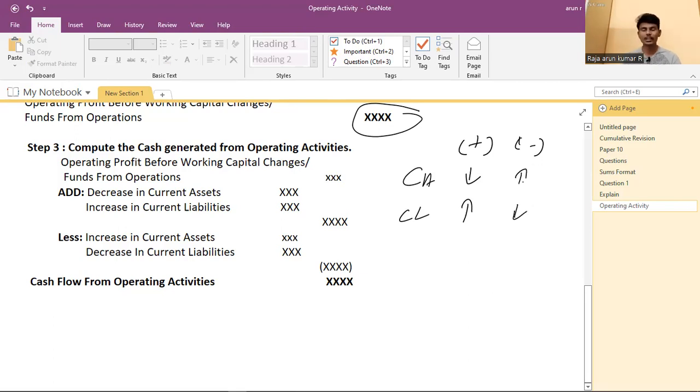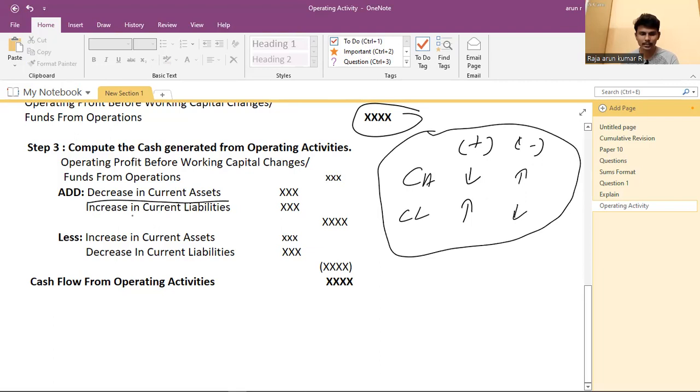Sorry, we less it. Okay, this is the chart. You just follow the chart, or else you can read it. As I have given: decrease in current asset, we add it. Increase in current liability, we add it. Increase in current asset, we less it. Decrease in current liability, we less it. The difference of both gives cash flow from operating activity.